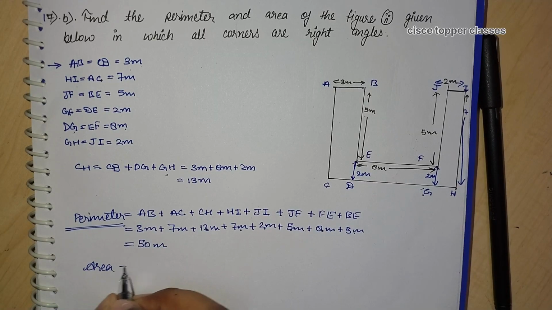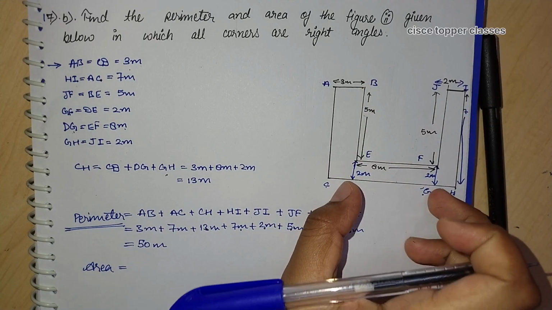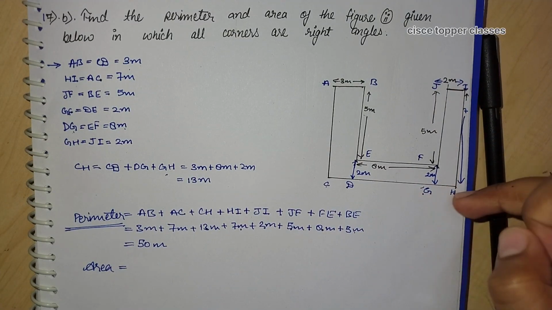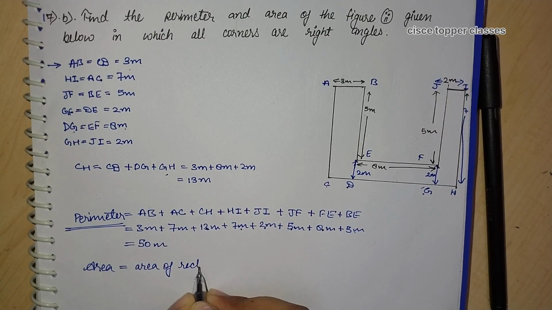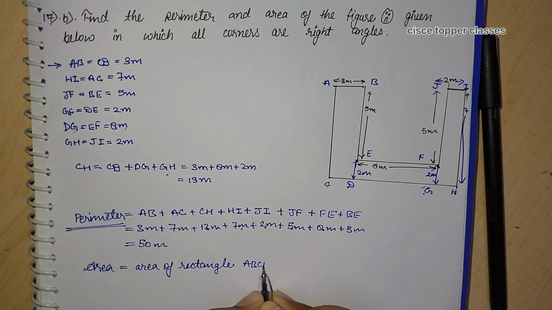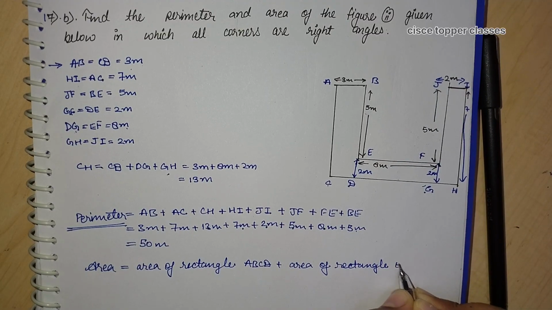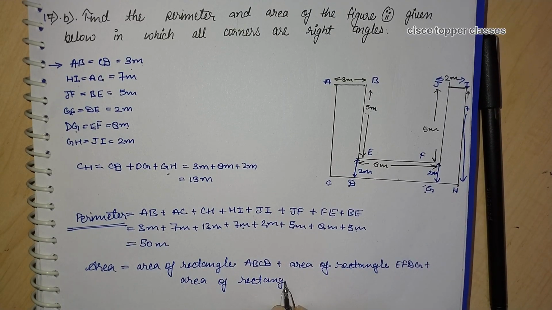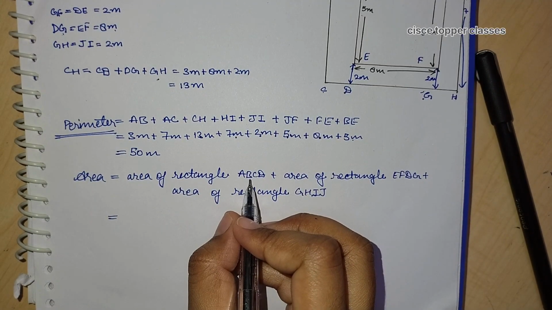Now we have to find the area. For finding the area, we can write firstly the area of ABCD, because this forms one rectangle, and then we will find the area of EFDG. This is also a rectangle, so we use the rectangle formula. Now the third figure is GHIJ, which is also a rectangle. So the total area is the area of rectangle ABCD plus the area of rectangle EFDG plus the area of rectangle GHIJ. On solving, the area of rectangle ABCD we can write as 7 into 3.